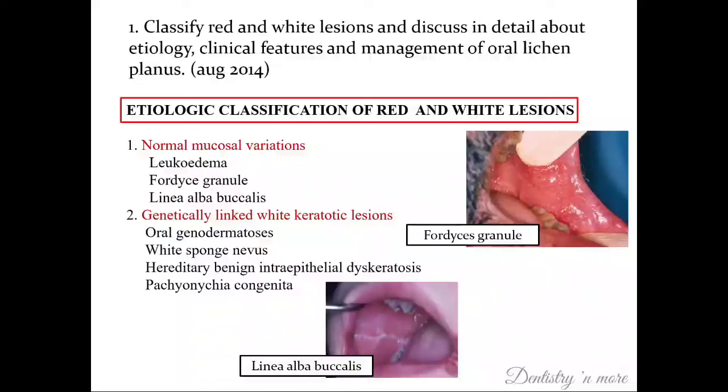textbook of oral medicine. Based on the etiology, it can be classified as follows. First and foremost are the normal mucosal variations, which are leukoedema, Fordyce granules, and the linea alba buccalis. Then the inherited or genetically linked white keratotic lesions: oral genodermatosis, white spongy nevus, pachyonychia congenita, and hereditary benign intraepithelial dyskeratosis.